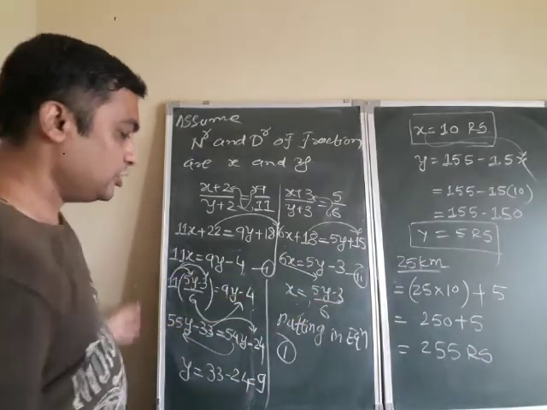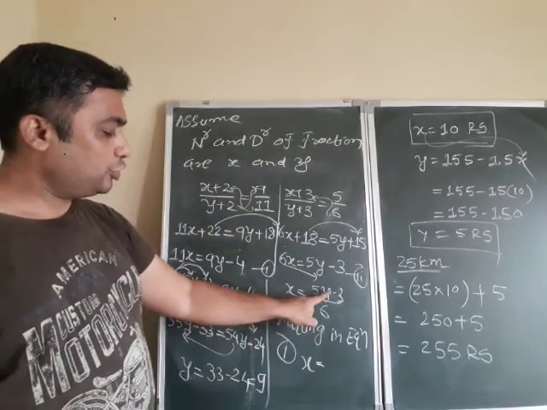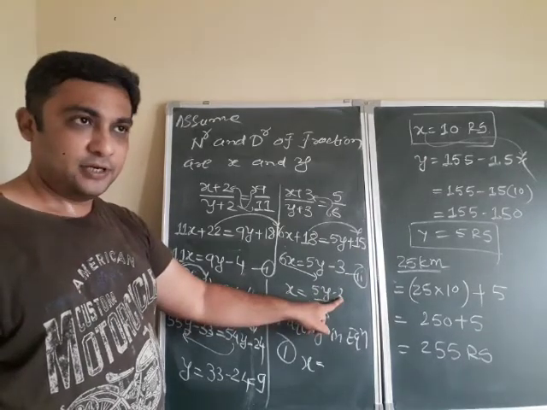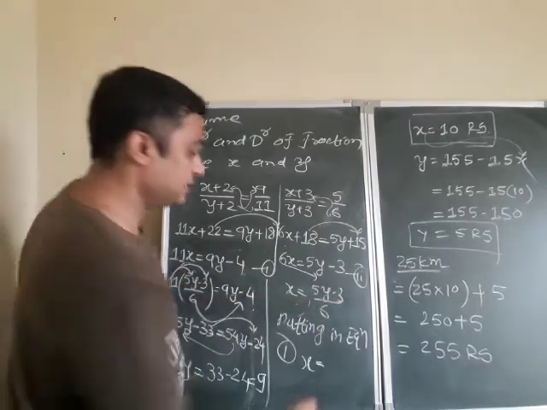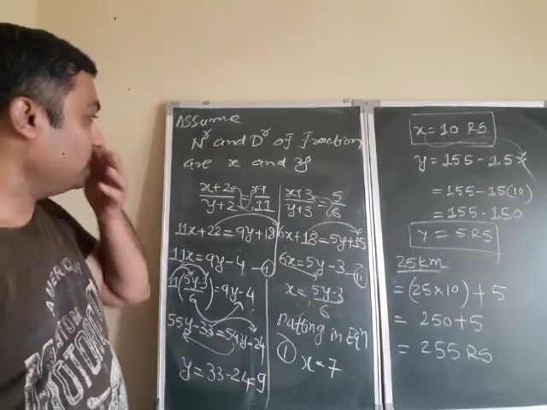Fine. Let's complete it right here. Directly, see this 9 I substitute here. So 9 5s are 45. 45 minus 3 is 42. 42 upon 6 is 7. So x is 7 and y is equal to 9.